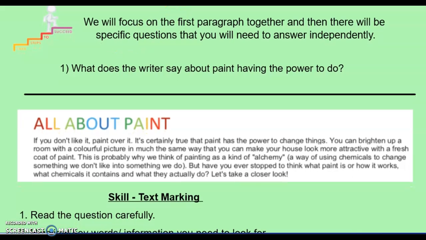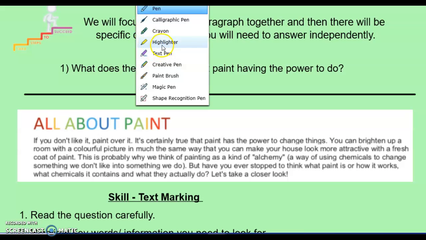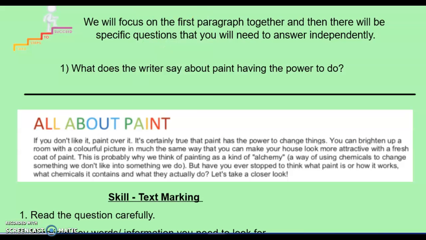So the first thing we're going to do is highlight the keywords in there. Okay, so what is the questioning word? So what, we need to find something specific that it's asking us. Then we also need to highlight any keywords that are going to help us find that information quicker. So what does the writer say about paint, so we know we're looking for something about paint, having the power to do.